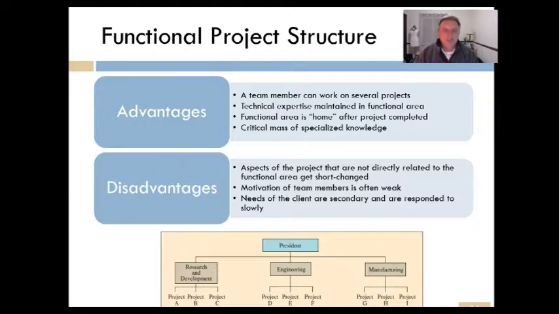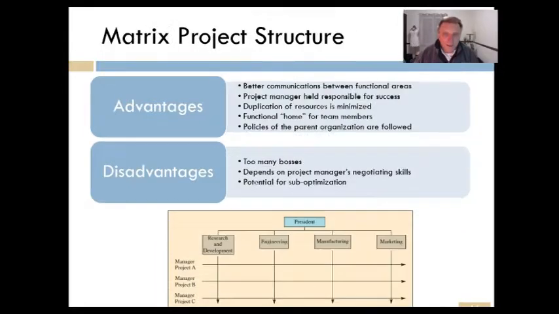A functional project, a little diagram down there, you can see that. Team members can work on several different projects at once, so their skills and abilities can be shared across multiple projects. But sometimes motivation of team members can be kind of weak because they're excited about some projects and not excited about other ones. So their enthusiasm can wane a little bit.